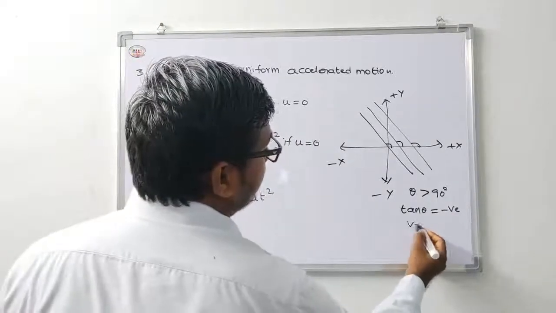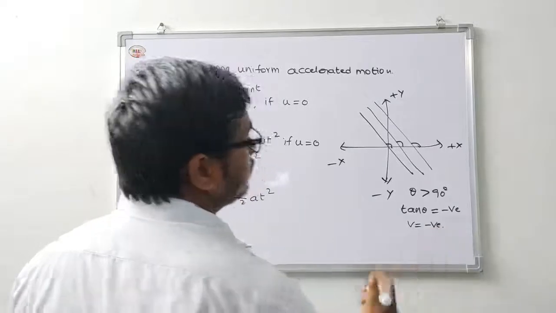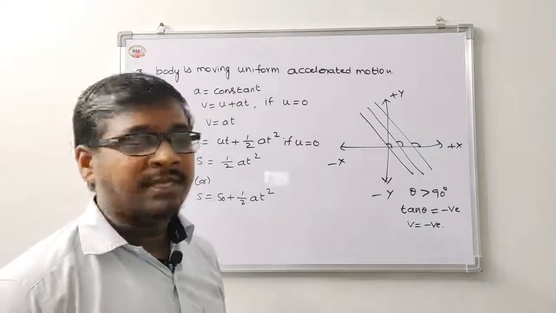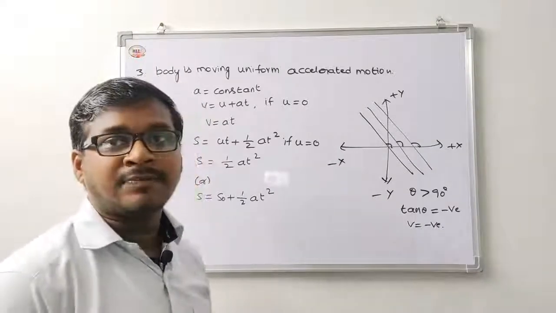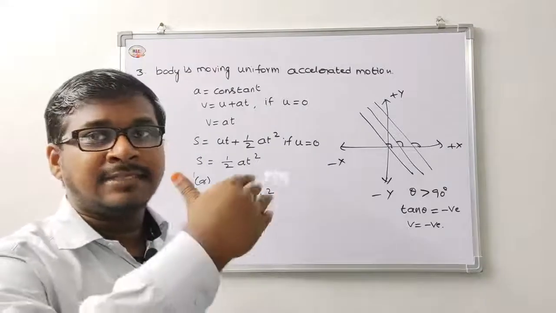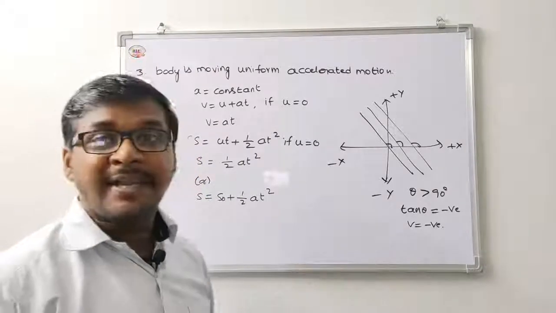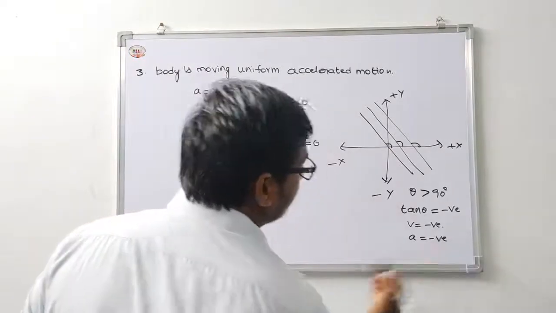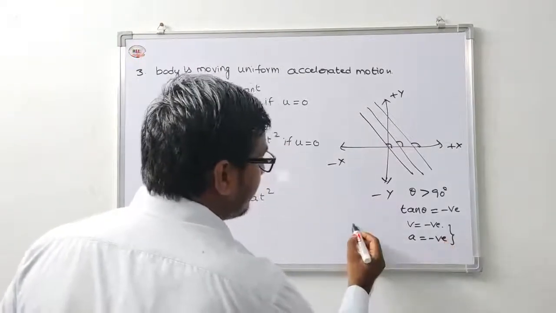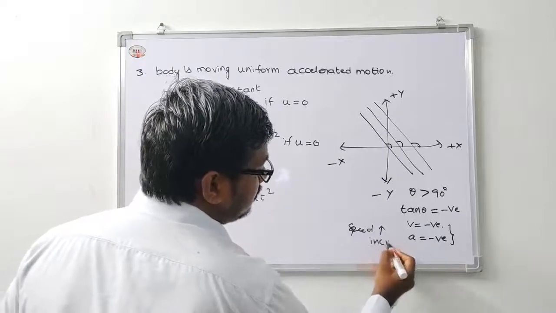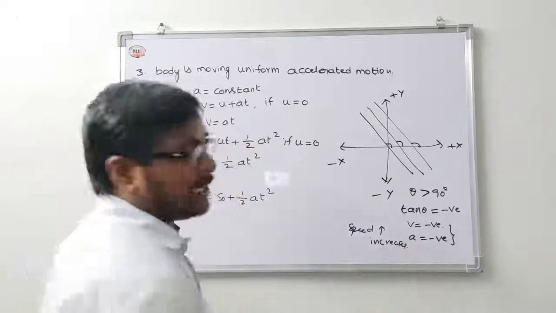The velocity is negative. In this way, velocity is decreasing. The change in velocity is decreasing with respect to time. Velocity is decreasing, the acceleration is also negative, but speed increases. Acceleration is negative and velocity is negative, these two are the same sign, so the speed also increases.